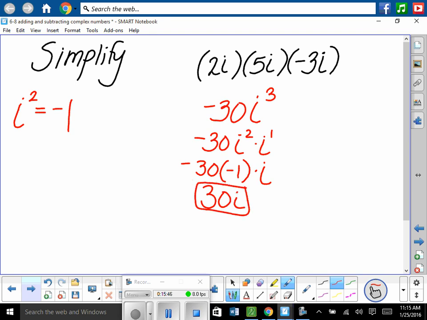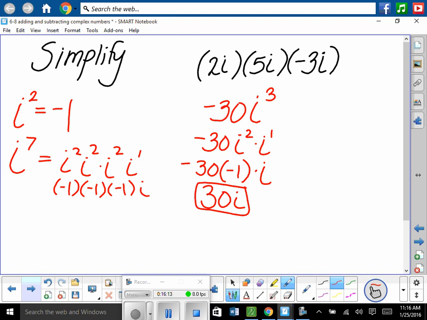So guys, what if I gave you this on the test? i to the 7th power. Isn't that i squared times i squared times i squared? That's 2, 4, 6. Plus 1. And then i, right? To the first. Do you see how I rewrote it in terms of degree 2? So we would have negative 1 times negative 1 times negative 1 times i. So what's negative 1 times negative 1? Positive 1. 1 times negative 1. Negative 1. Negative 1 times i. Negative i, right? So do you see how you can do these? You will run into it on the ACT. Not a hard problem as long as you know i squared is equal to negative 1.